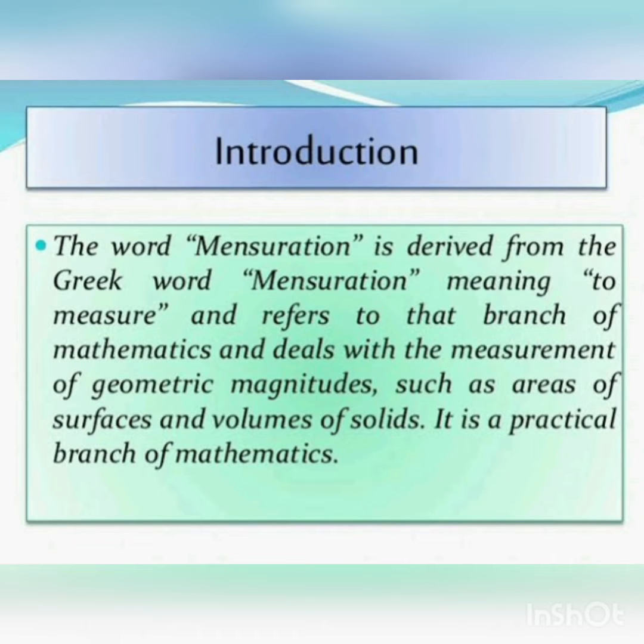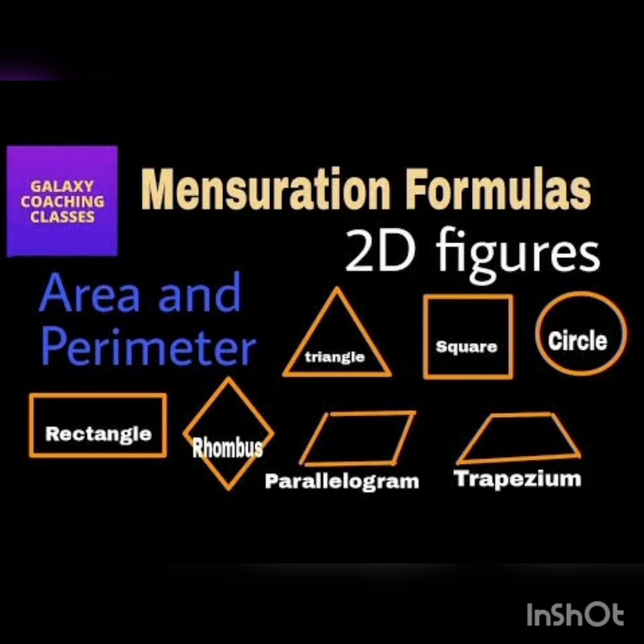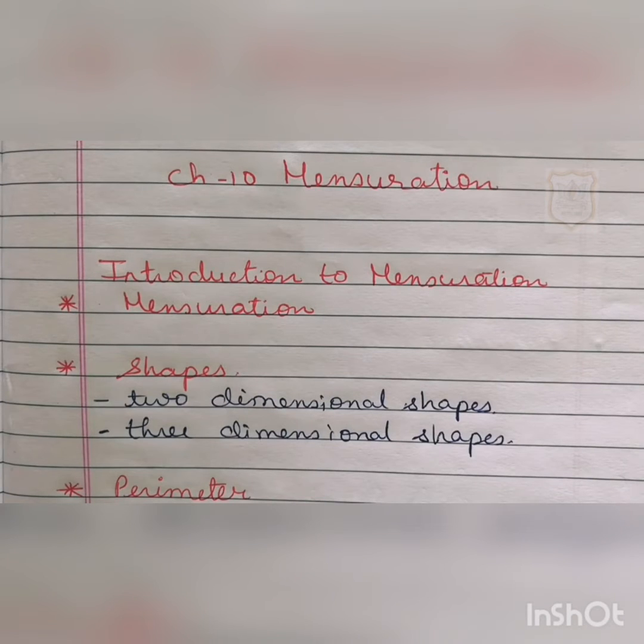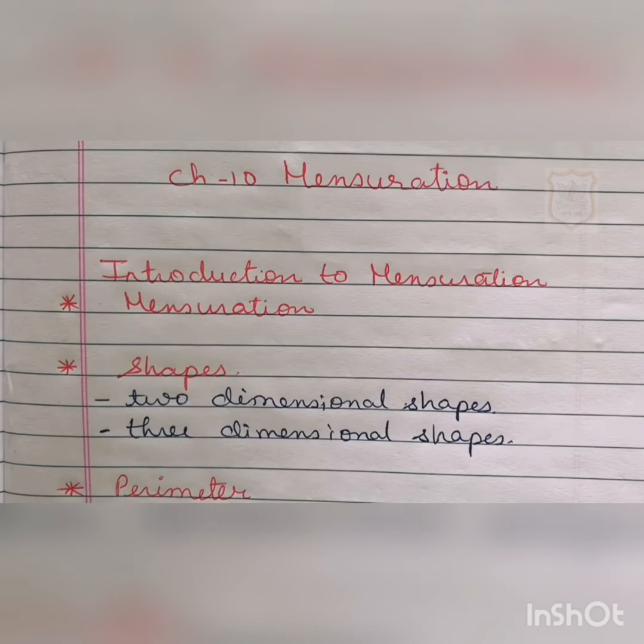So in this chapter we will deal with all the geometry figures. We have the two-dimensional figures, that is 2D figures: the triangle, square, circle, rectangle, rhombus, parallelogram, trapezium. These are the 2D, that is two-dimensional figures. So in mensuration there are two types of shapes, that is two-dimensional and three-dimensional shapes. You have already seen the two-dimensional shape. Now in this we will calculate the perimeter and the area of two-dimensional shapes.